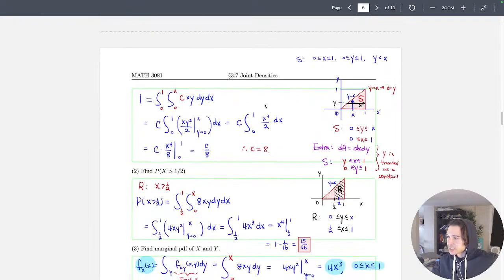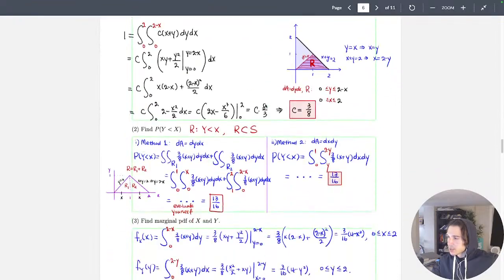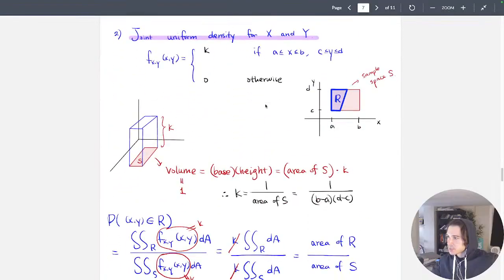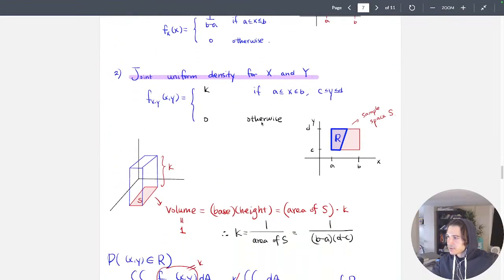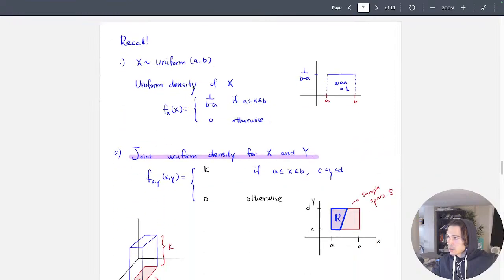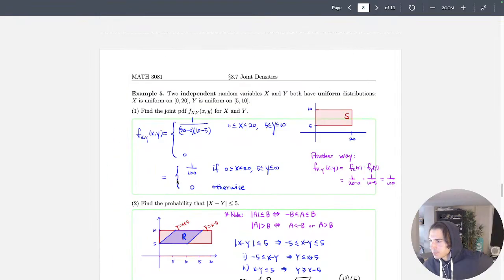And these are a bunch of examples. Let's get to the theorems. This is just the joint uniform density function. So this is the PDF for a uniform distribution. The joint uniform density is going to be K if x is within [a, b] and y is within [c, d]. So if x is within here and y is within here, then the joint uniform density is a constant because it's uniform. Makes sense.